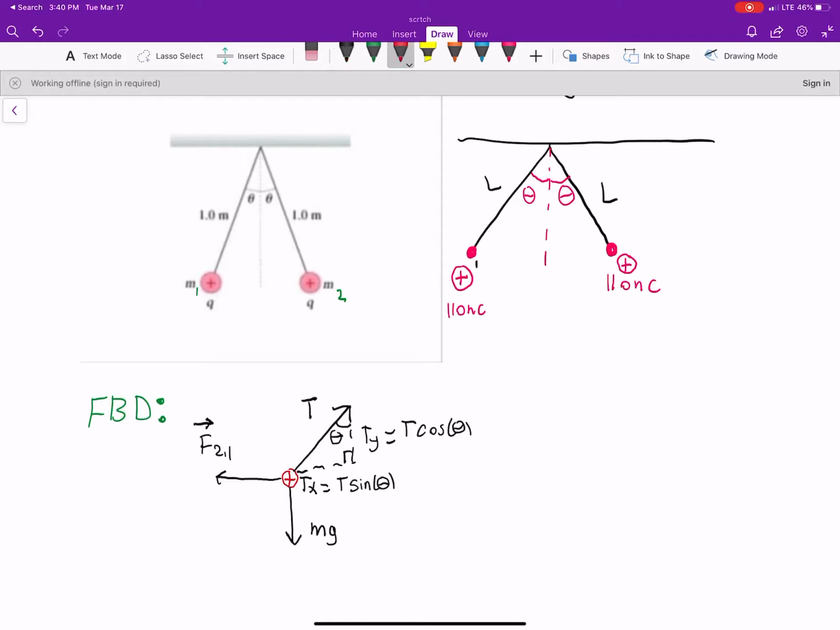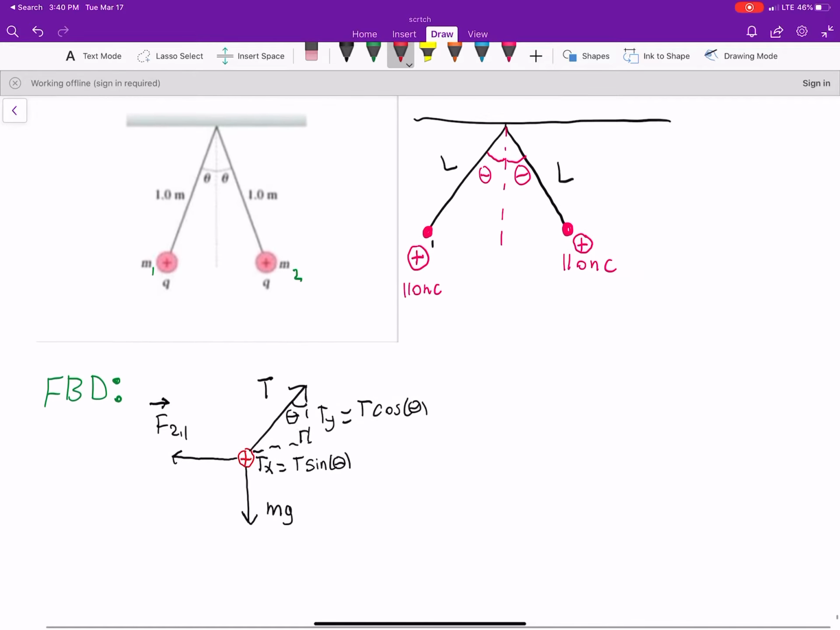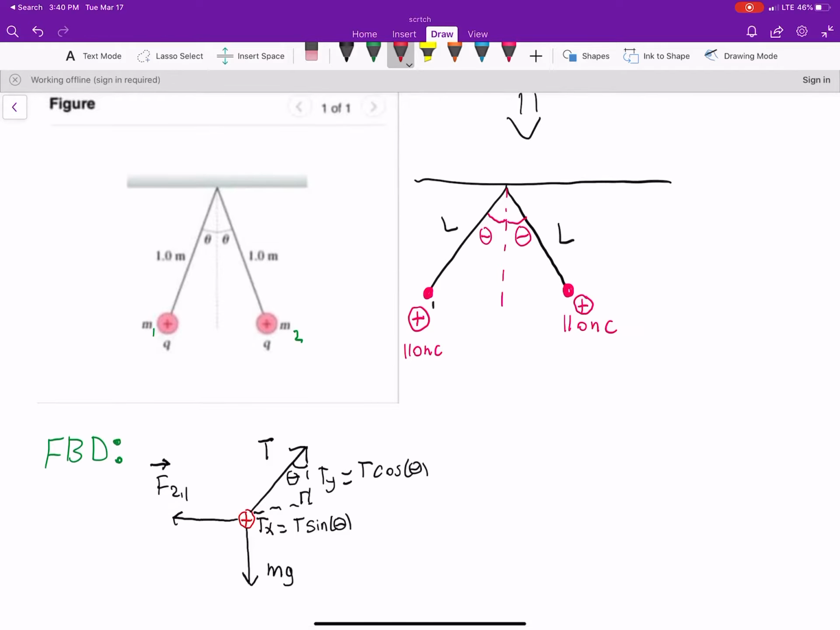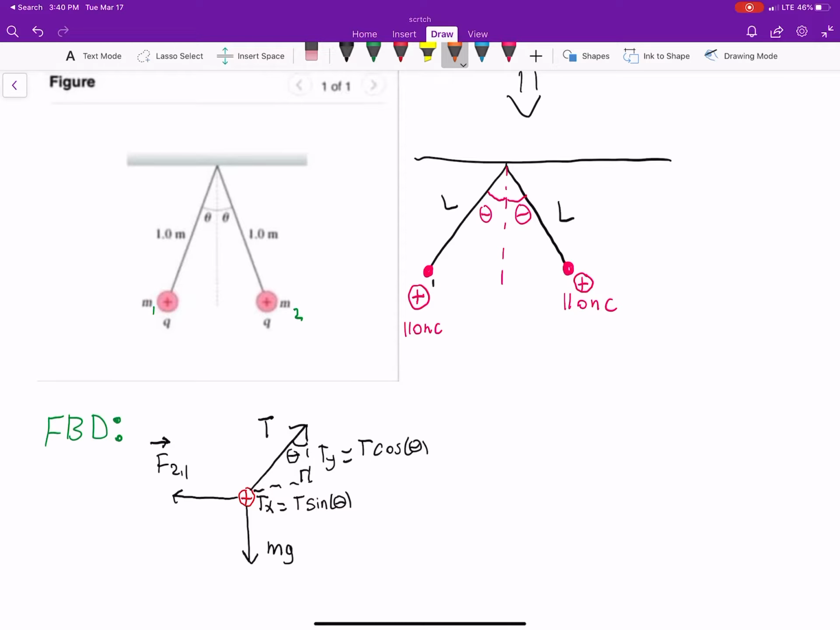I'm going to write down what we know, because that's always a good thing to do when you don't know what to do. Just write down what you know. So we'll do that here. Known, unknown. Well, we know the mass is 6 grams, which is 0.006 kilograms. We know the length L is 1 meter.